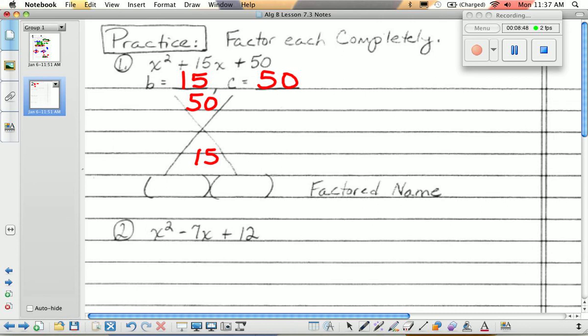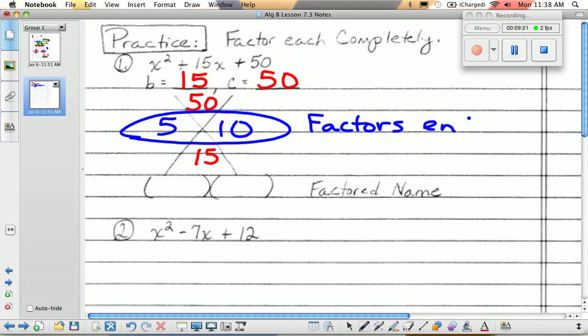So now we have to figure out, remember from our diamond pattern, what multiplies to be 50 and adds up to 15. 5 and 10. Would you agree that 5 and 10 work? Does order matter in multiplication? No. Could the 10 be where the 5 is and the 5 be where the 10 is? Yes, it does not matter. Okay, so that means now, remember, these are the numbers that our factors are going to end with. Factors, I want you to put this in your notes: factors end with these numbers.